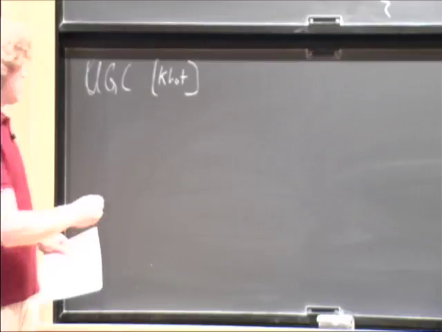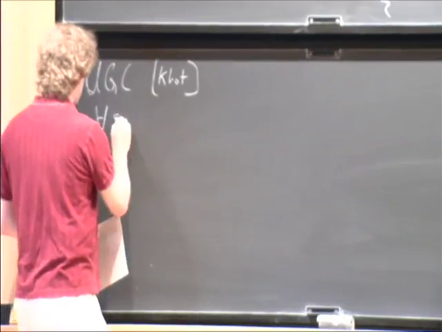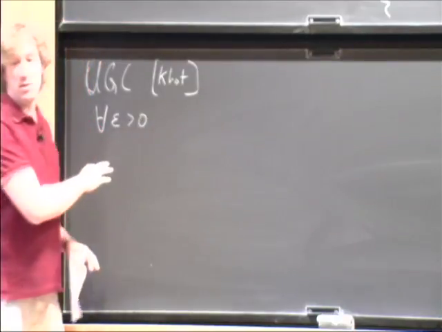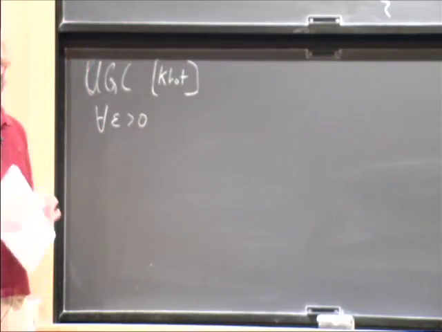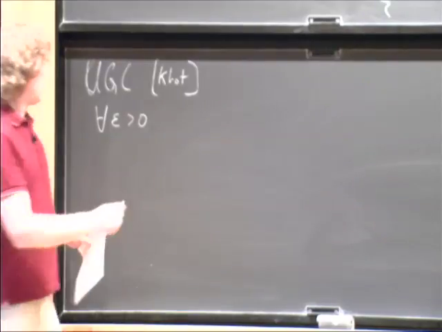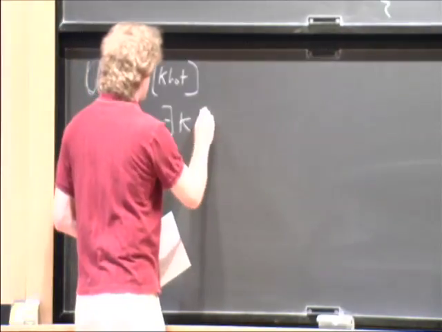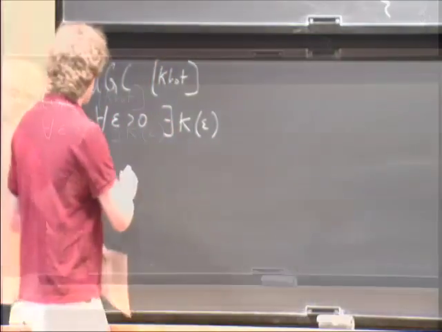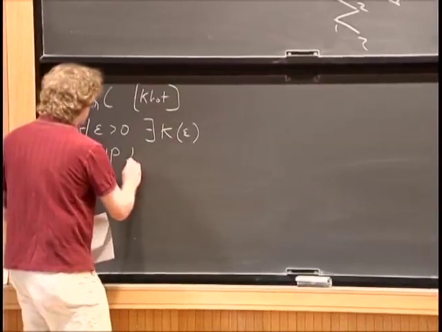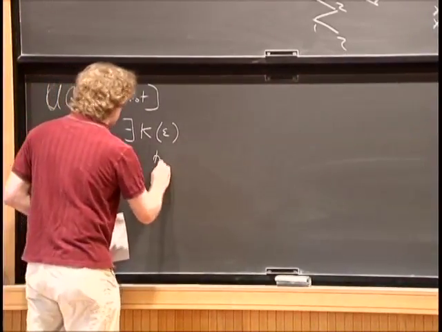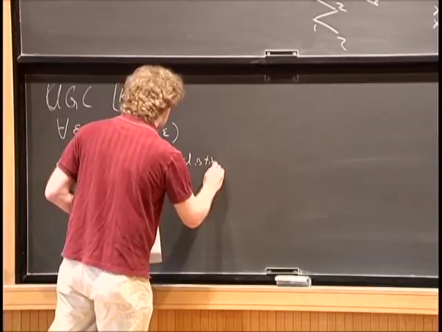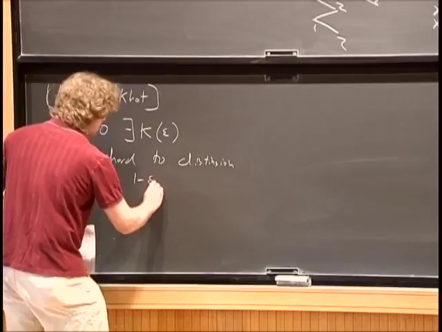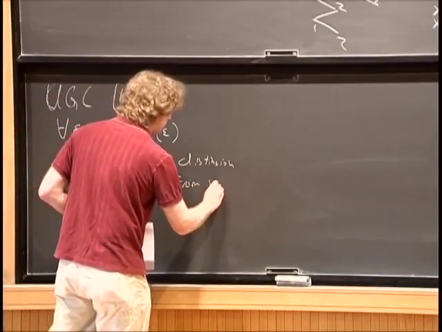And this conjecture states that for all epsilon bigger than 0, so the idea is take epsilon as small as you want, there exists some set of labels depending only on epsilon, such that it's NP hard to distinguish value 1 minus epsilon from value epsilon.